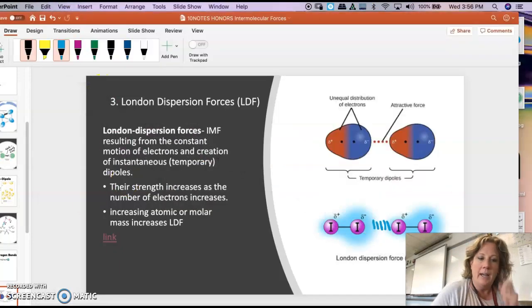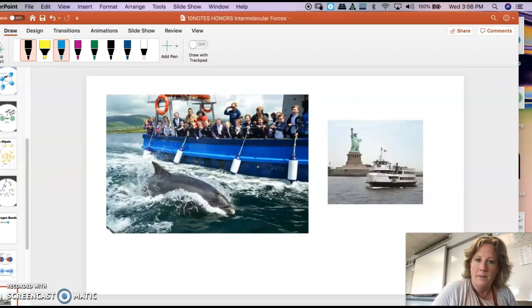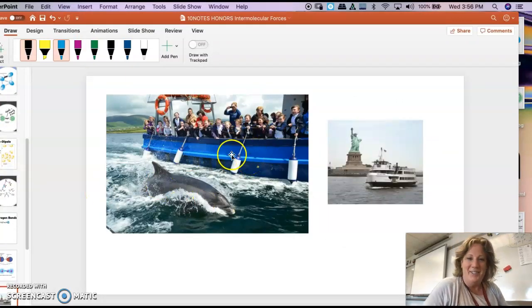So if you look at London, here's an analogy. I always use this. You know how if you've ever been on a dolphin or a whale tour, when you see the dolphin, everyone runs to that side of the boat. It's kind of like that. So the electrons will rush to one side, but then, oh my gosh, there's a baby dolphin on the other side. So they'll rush to the other side. So they kind of move back and forth.